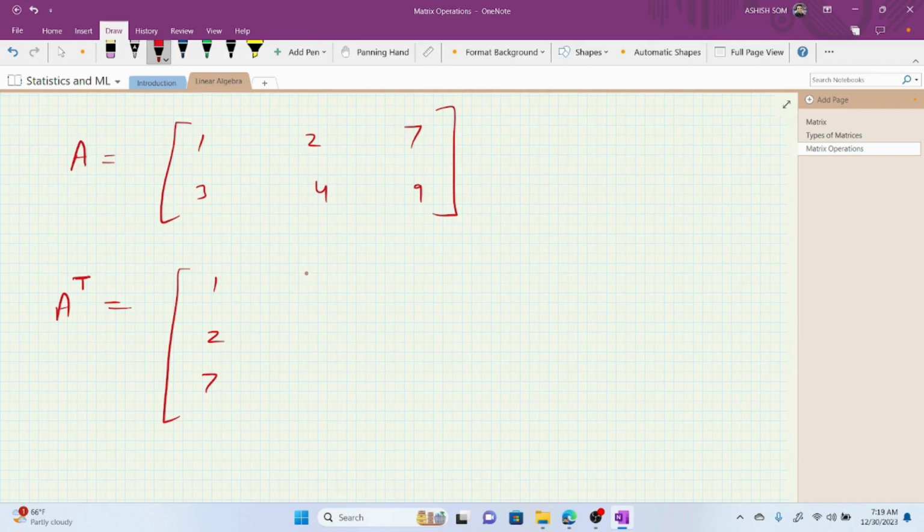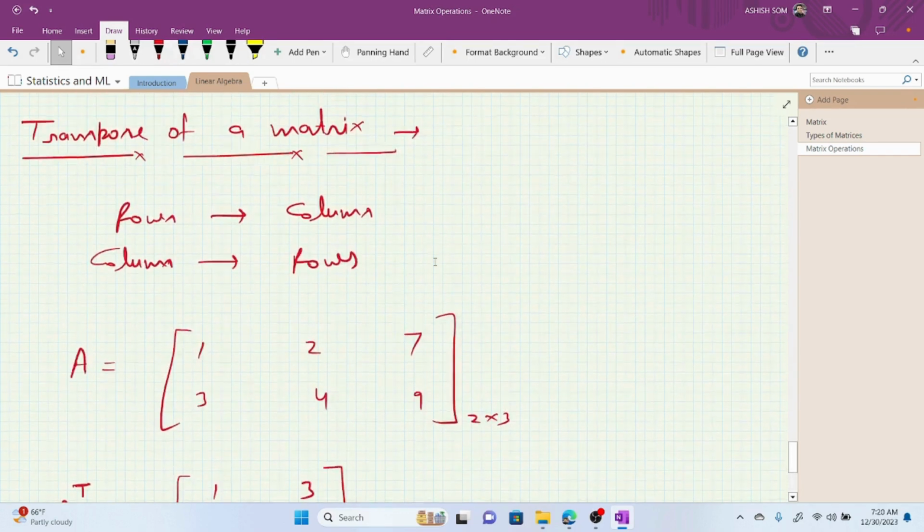The second row will become the second column. It will have 3 4 9. So this is how we do the transpose. It is a 2 by 3 matrix, and now we are getting a 3 by 2 matrix. So the number of rows and columns get interchanged. This is what we call the transpose of a matrix.